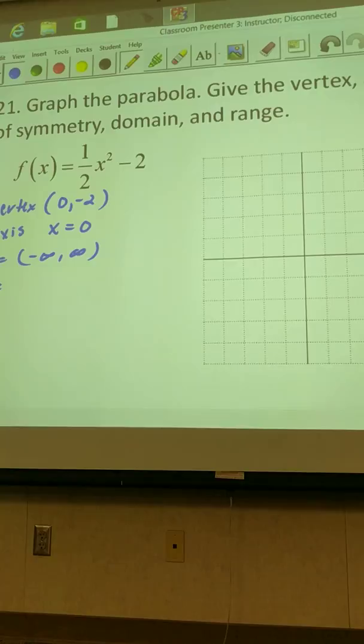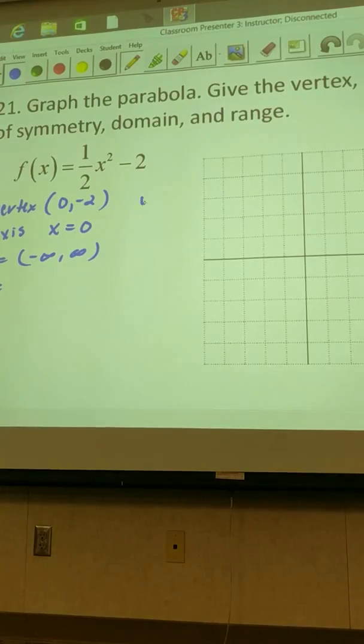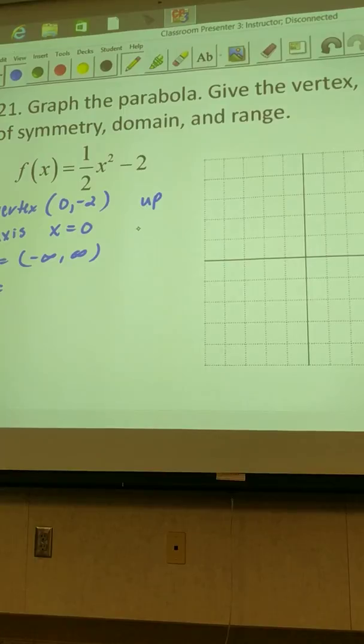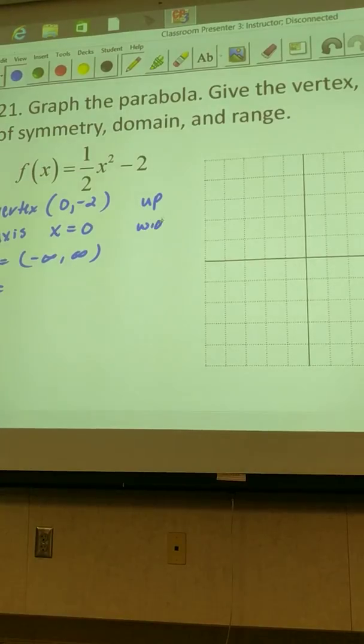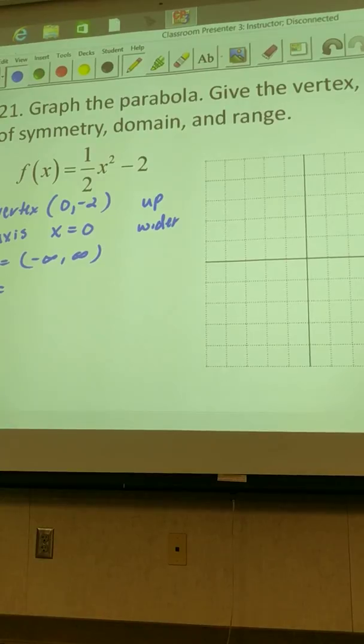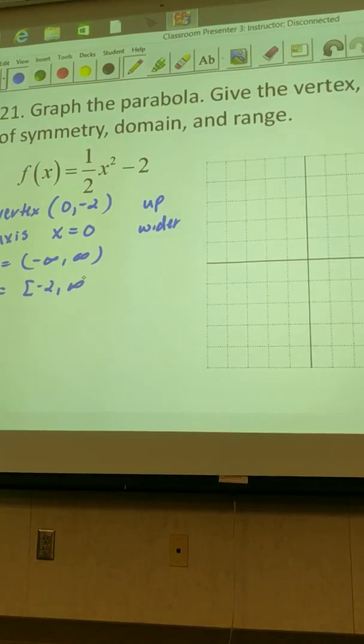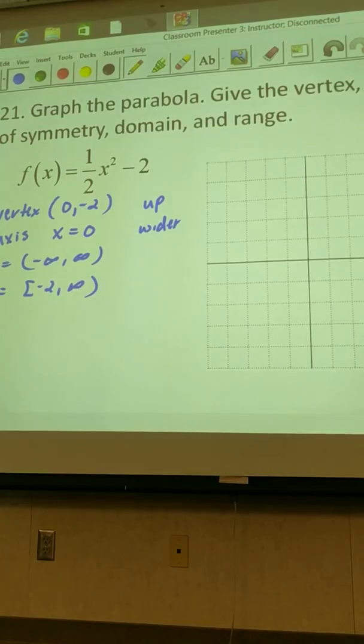Does this parabola open up or down? Up. How do you know? Positive 1/2. And is it narrower or wider or normal? Wider. Okay. So we know that this opens up. So when the parabola opens upward, you start with the range, or you start with the y value of the vertex, which in this case is negative 2, and you go to positive infinity. If it opens downward, you start with negative infinity and you go to the y value of the vertex.